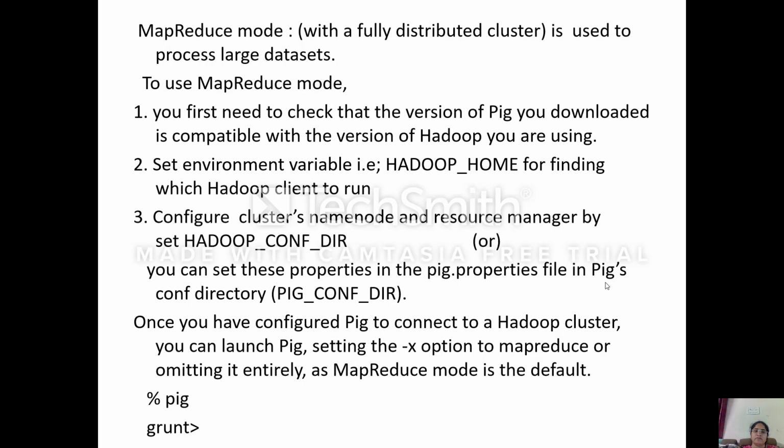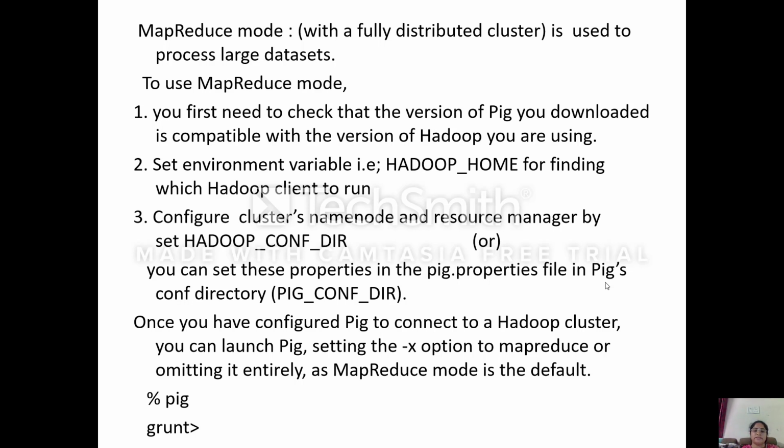Then the second step is to set the environment variables. For setting the environment variables, use HADOOP_HOME for finding which Hadoop client to run. You can set the environment variables in Hadoop. And the third step is to configure the cluster's name node and resource manager by setting the Hadoop config directly. Otherwise, you can use the pig.properties file, which has to be available in the configuration directory. There you can set these properties also. So if you want to work with MapReduce, first you check the version, then you set the environment variables, then you configure the cluster's name node and resource manager. Right? After configuration, you can connect to the Hadoop clusters.